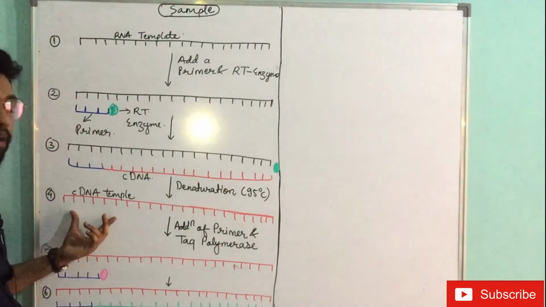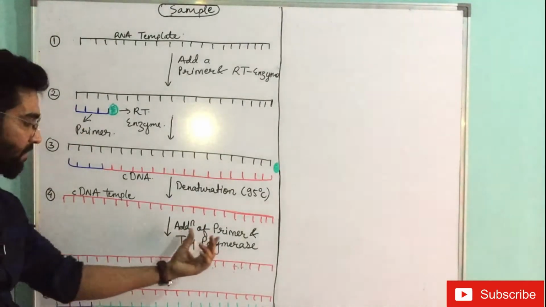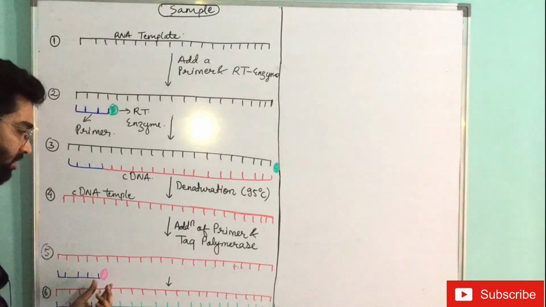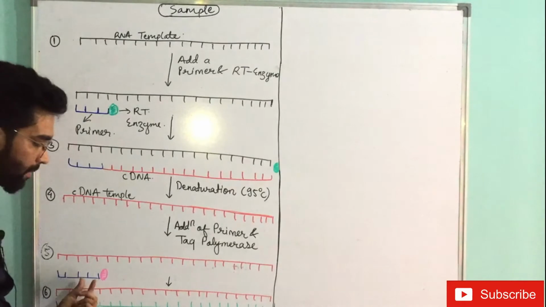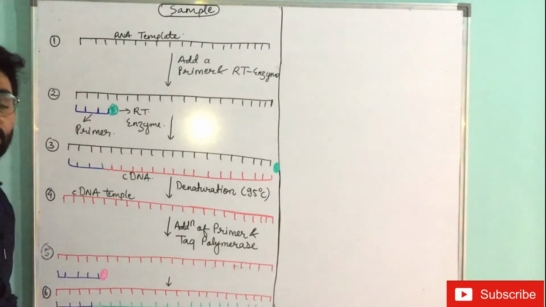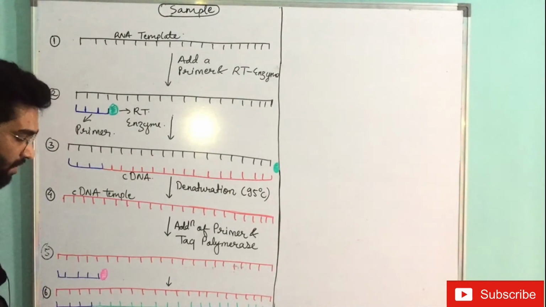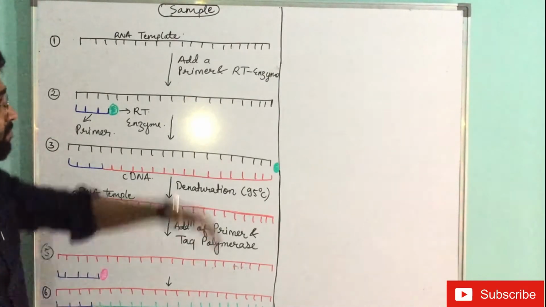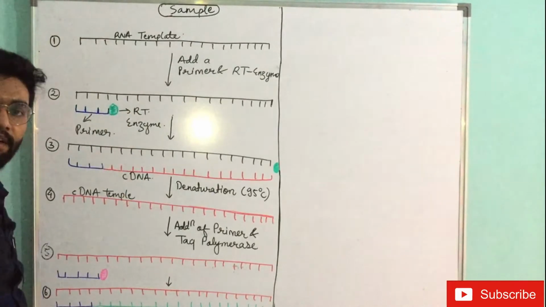So this is our complementary DNA strand. We will add a primer, we will add a Taq polymerase. Now what this Taq polymerase will do is add the complementary nucleotides against this complementary single stranded DNA, and the thing which we will get is double stranded complementary DNA. The purpose of this is what? From RNA we need DNA.